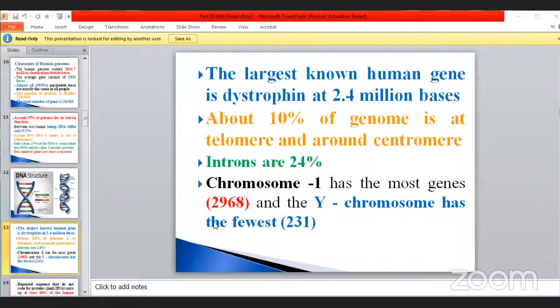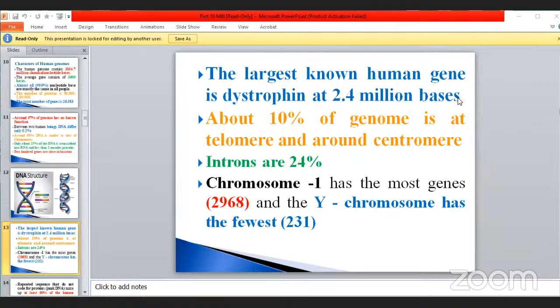The chromosome 1 has the most genes, 2968. Don't forget, my dear. Chromosome 1 contains how many genes? 2968. Note it down, my dear. And the Y chromosome has the fewest, 231. 231. Take notes, my dear. So once again, which one is the largest known human gene? Dystrophin.